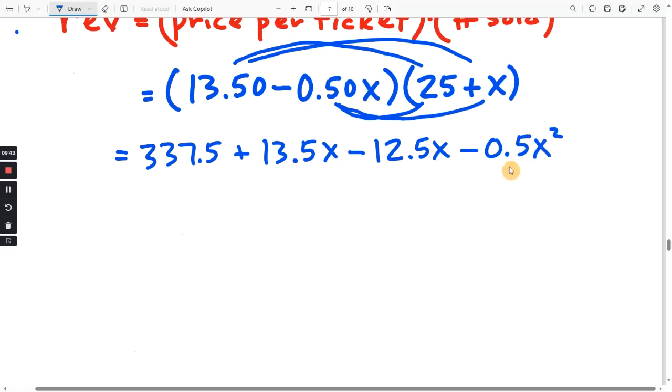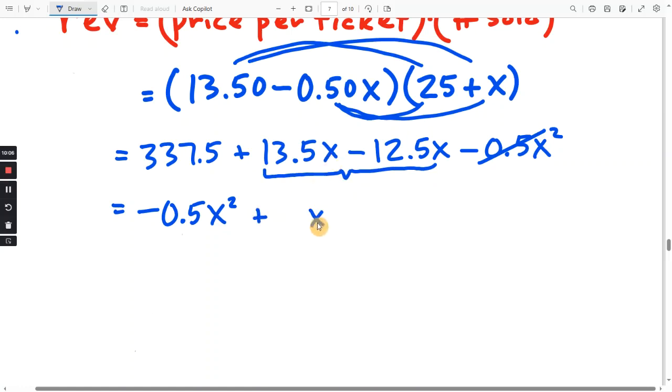All right, so I'm going to put the larger exponents first and also combine the like terms. So we have negative 0.5x squared. And 13.5 minus 12.5 is just going to be 1. But we have the x on it, so it's going to be 1x or just an x. And then 337.5.